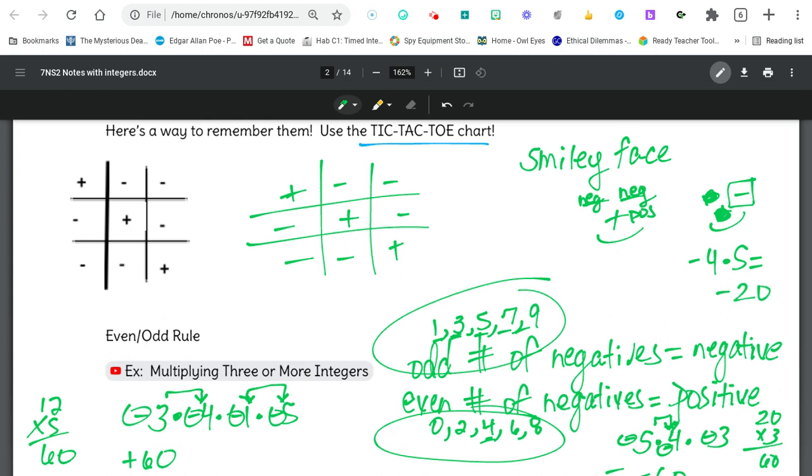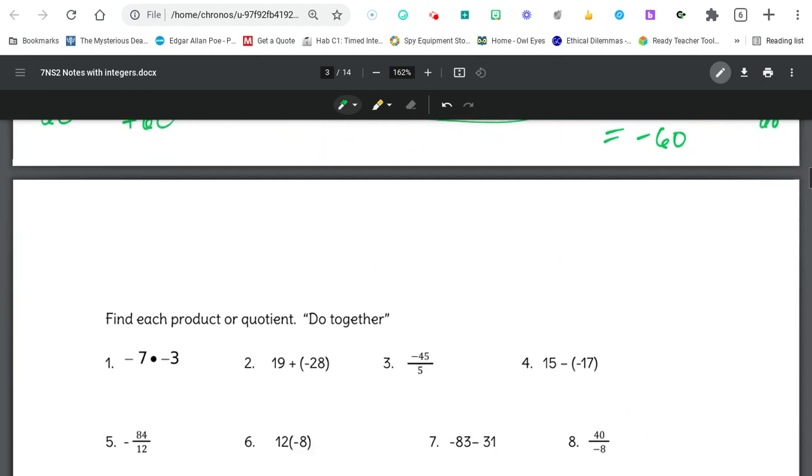Or if you had something that looks like this, negative 3 times negative 2. 3 is negative, cross out a negative. 2 is negative, cross out a negative. I'm left with a positive, so I know my answer is positive 6. Smiley face works on that. All right, let's go down. We're going to practice these.